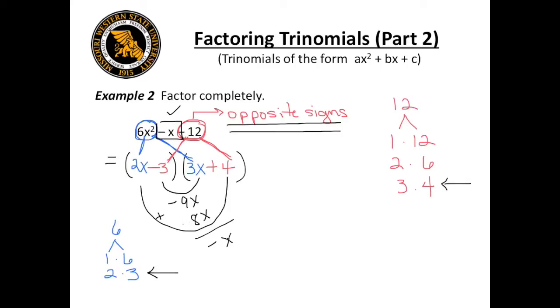Therefore, we can conclude that the factored form for 6x squared minus x minus 12 is equal to 2x minus 3 times 3x plus 4.